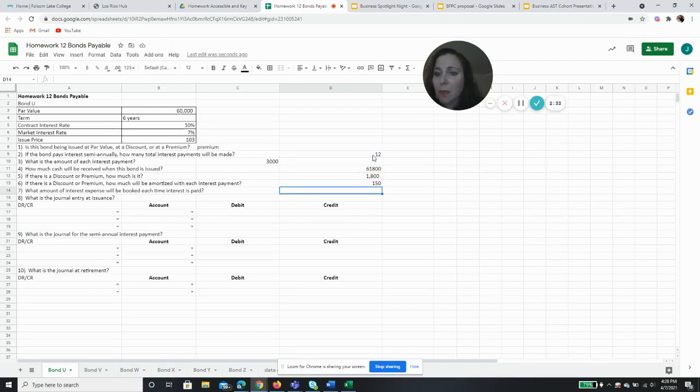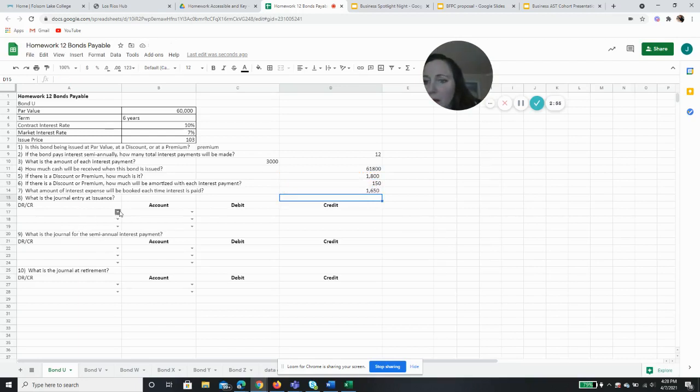What is the interest expense that will be booked? The interest expense is going to be the interest payment minus the premium amortization. So a total of $1,650. All right, so now we're going to do our journal entries.